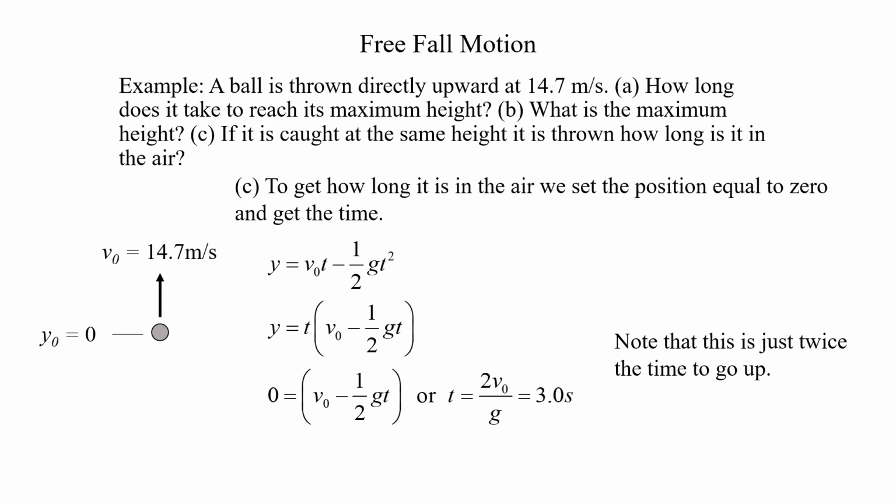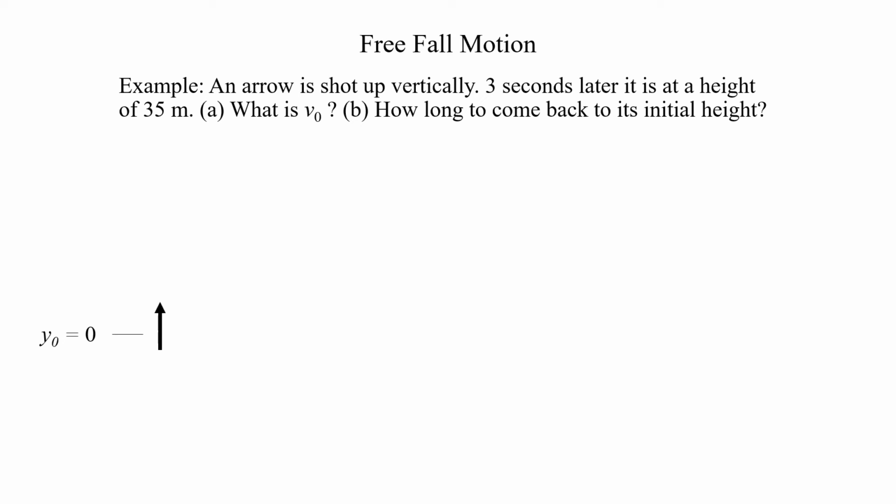So 3 seconds is just twice the time it took to go up. So that would give us the total time in the air. But once we knew how long it took to go up, we just double that, and that's how long it's in the air.